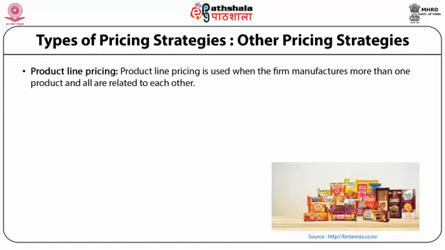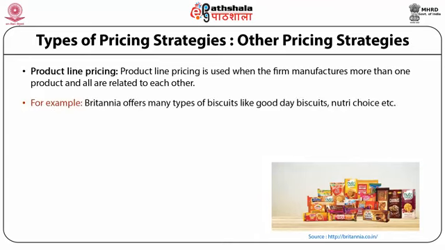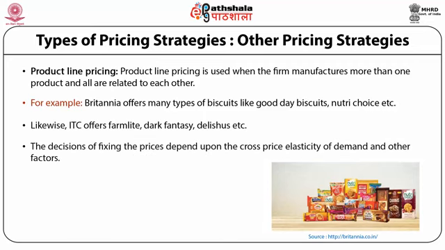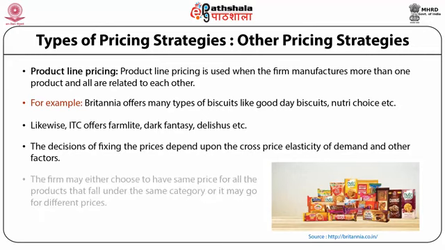Product line pricing. Product line pricing is used when the firm manufactures more than one product and all are related to one another. For example, Britannia offers many types of biscuits like Good Day Biscuits, Nutri-Choice. Likewise, ITC offers Dark Fantasy, Delicious, etc. The decisions of fixing the prices depend upon the cross-elasticity of demand and many other factors. The firm may either choose to have the same price for all the products that fall under the same category, or it may go for different prices.